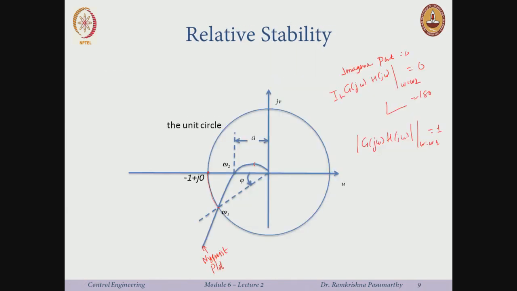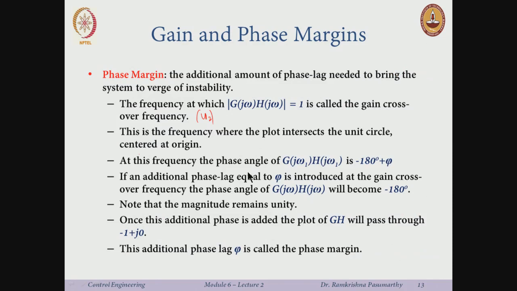I am just pulling this omega 1 here along this circle. I am adding some 1 degree, 2 degrees and so on. I add 5 degrees, I end up here. What is the magnitude here? -1. What is the angle? 180 or -180. So I am just adding this extra amount of angle phi. Now this additional phase lag phi is called the phase margin. Now how do I compute this phi?